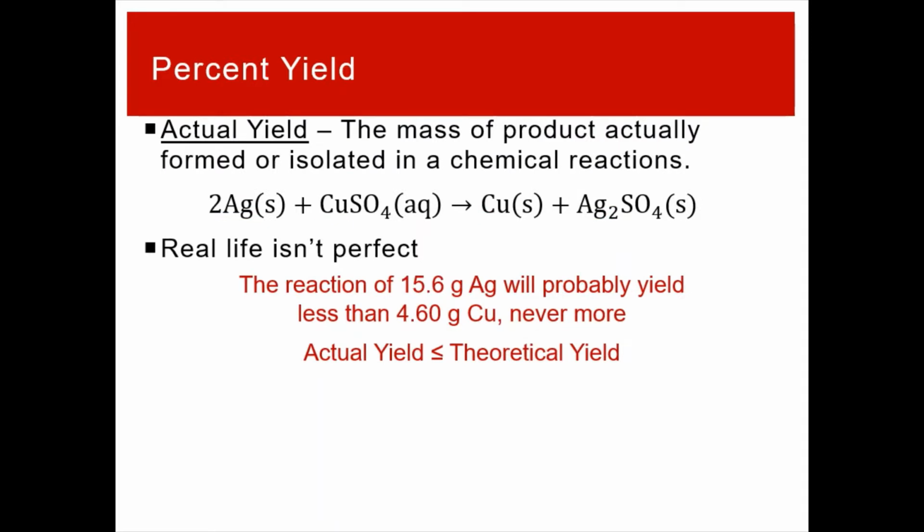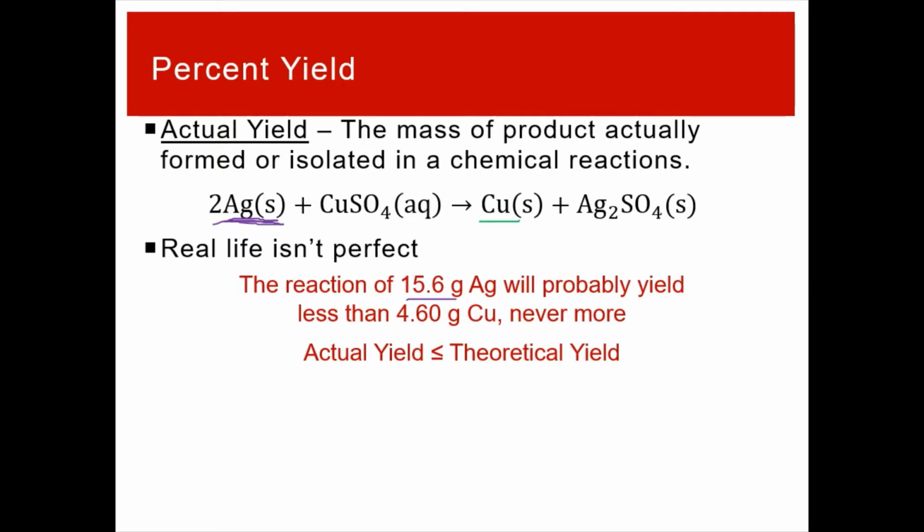So actual yield is the mass of product actually formed. So actual yield reflects reality. This is what you obtained in real life. So if you did this reaction, 15.6 grams of silver was the number that we chose. So say you put in 15.6 grams right here. Theoretically, you can make 4.6 grams of copper. You can never make more than that.